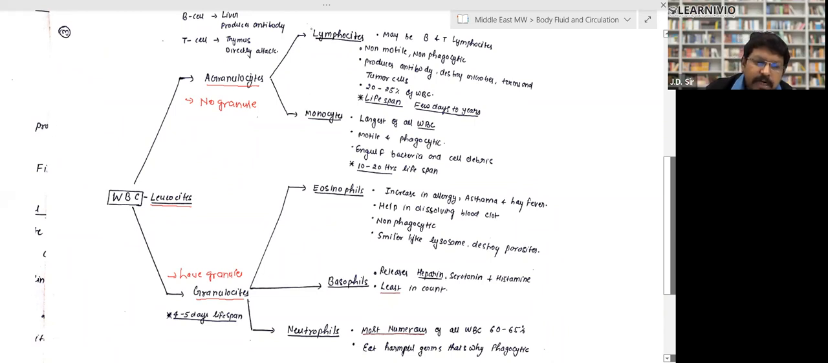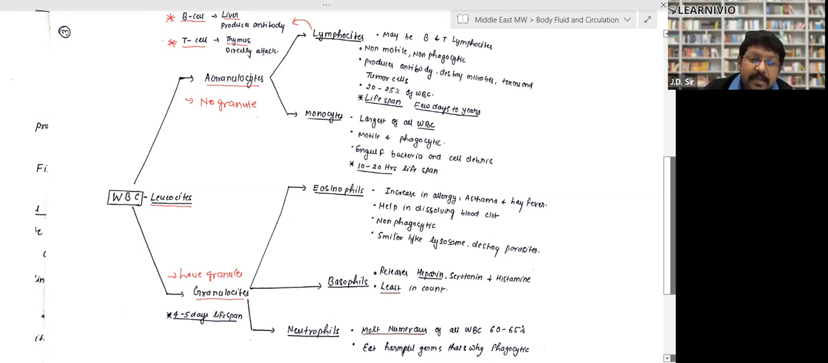And the lymphocytes have been divided further into two categories, B lymphocyte and T lymphocyte. What are the B lymphocytes? What are the T lymphocytes? B lymphocytes are those lymphocytes which are formed in liver. They produce antibody, right? T lymphocytes are formed in the thymus gland. Please keep it in mind that B cells are formed in liver and T cells are formed in thymus gland.